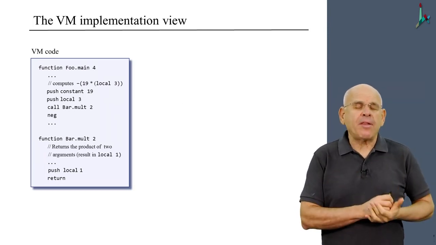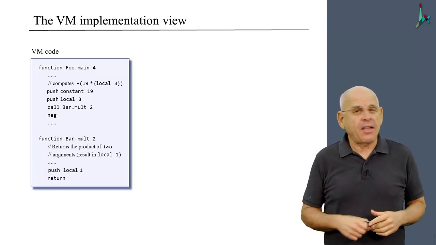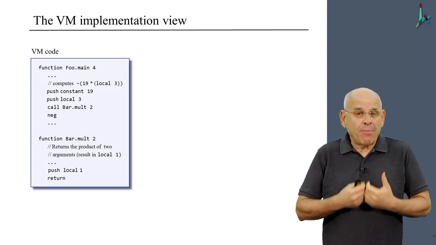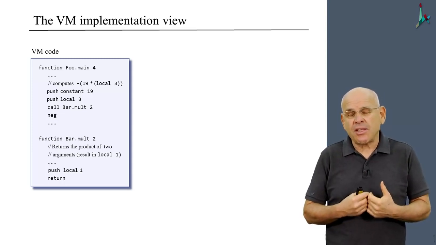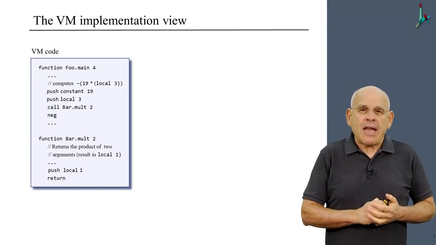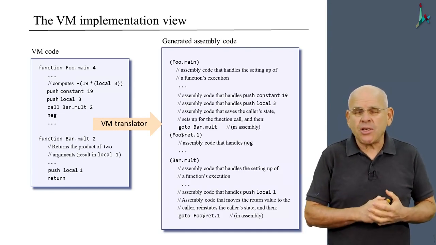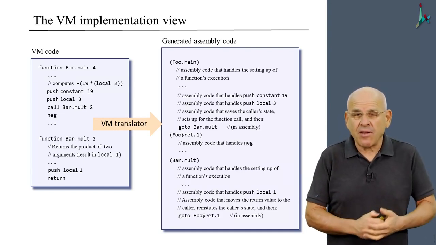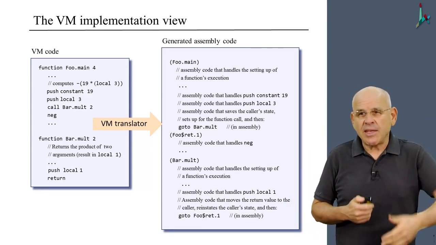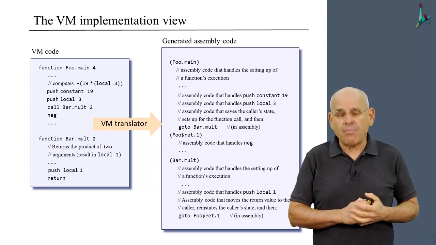So we described the function call and return protocol from the perspectives of the caller and the callee. And now we turn to describe the perspective of the implementation, which is the third party in this dance here. Now, one way to realize a VM implementation is to write a VM translator. And a VM translator is a program that reads the VM code and translates it into assembly. And in our case, it's Hack assembly.